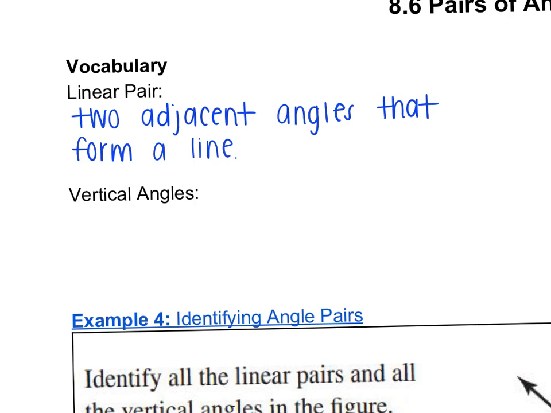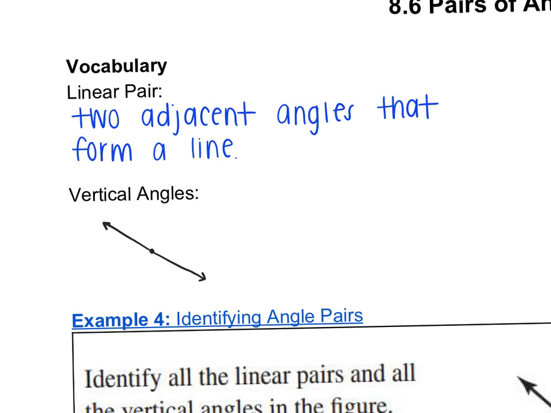Vertical angles, it says, are two angles whose sides form two pairs of opposite rays. So I'm actually going to draw a picture. I think drawing a picture for vertical angles would be the easiest. So vertical angles have to be formed by two pairs of opposite rays. So let's say I want to draw a ray here. The opposite ray would basically go in the opposite direction.